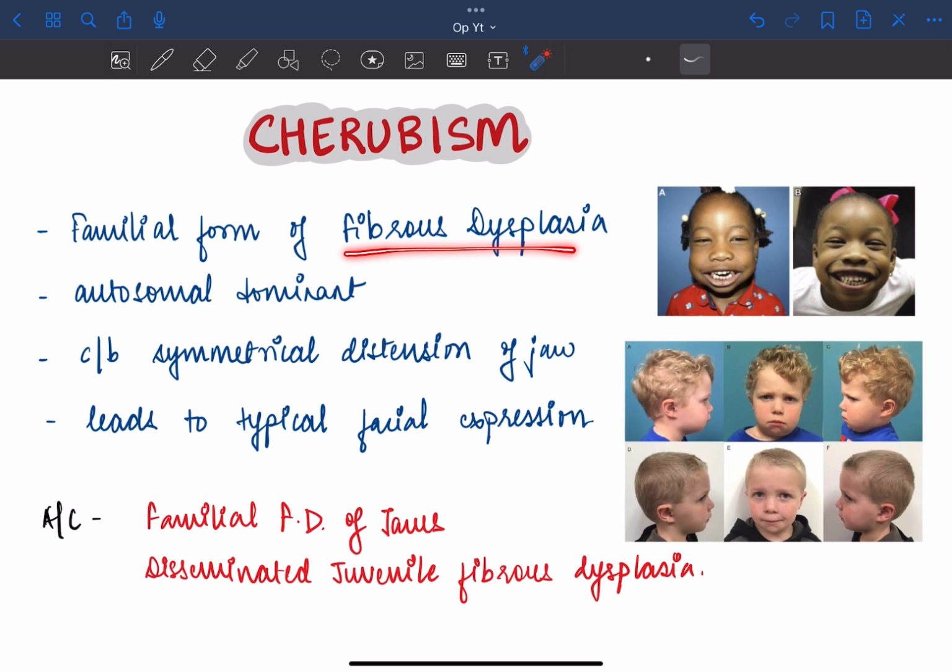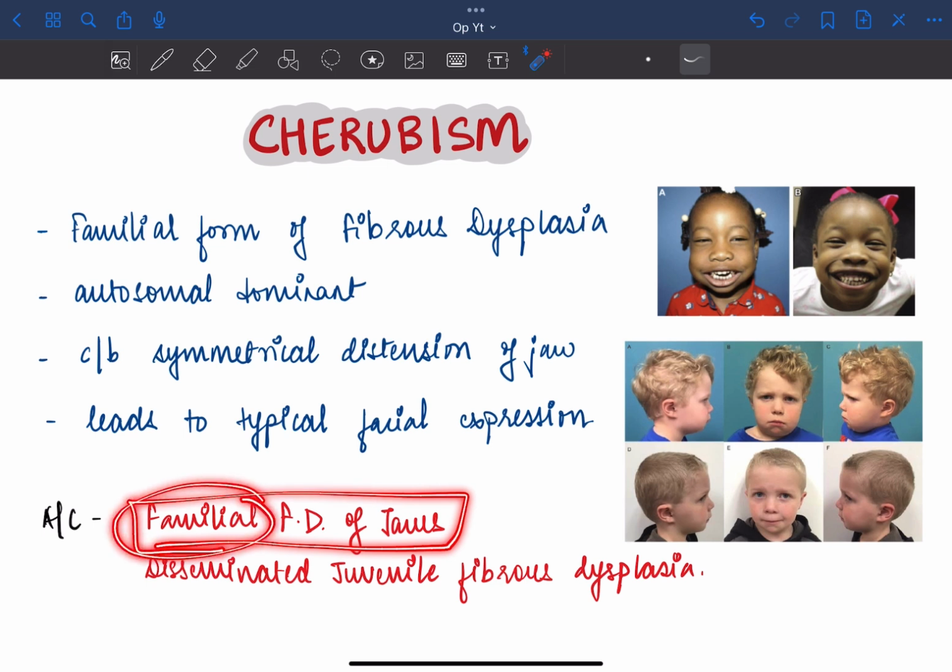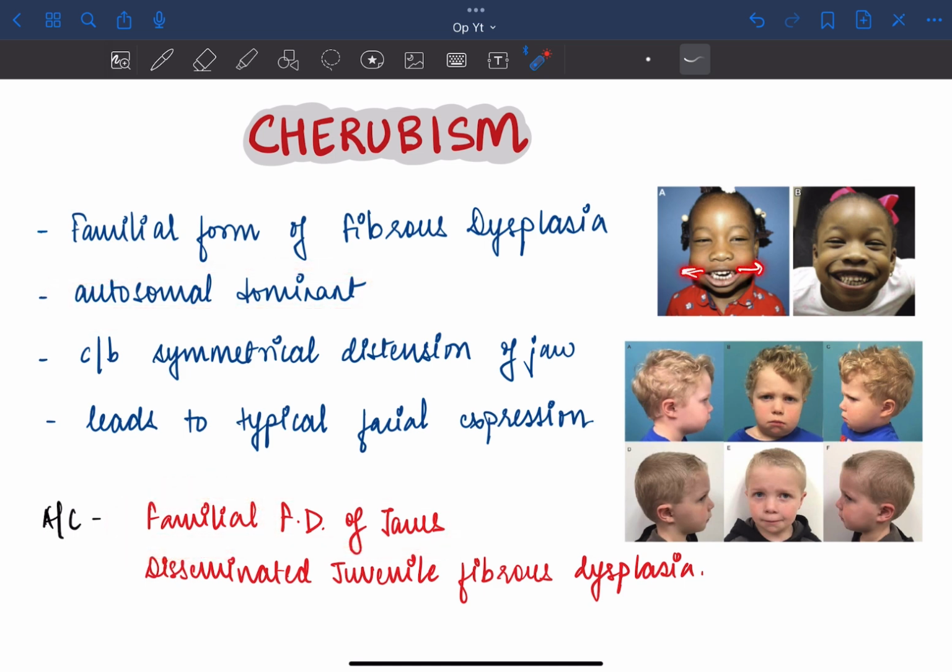Previously in fibrous dysplasia's classification we saw cherubism. So it is called a familial fibrous dysplasia of jaws. Why familial? Because it is inherited in an autosomal dominant manner. Now this swelling of the face leads to a typical facial expression. We have words to describe this facial expression, that is angelic or cherub-like. Now cherub is a word that is derived from biblical paintings and Christian drawings.